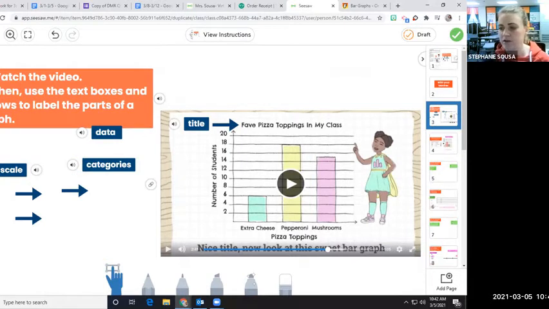Questions about where the title is? Okay, let's take a look at our data. The data is the information on the graph. Okay, that is the bars, the pictures, or the line plots. So that's showing where it's at, what the information is. Let's label that information.